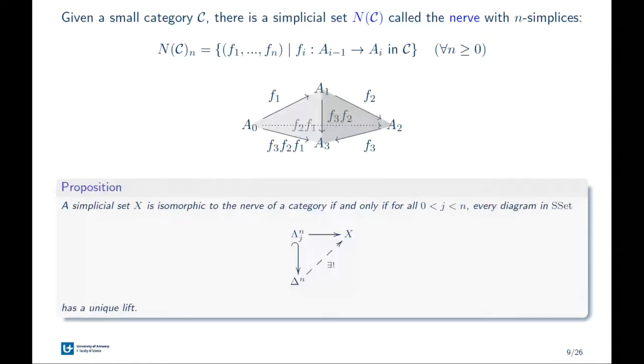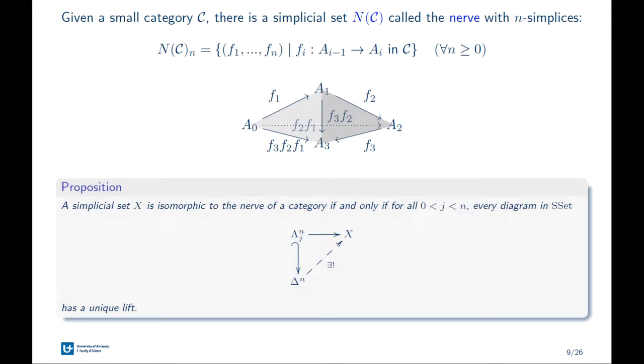So we can characterize the nerves as follows. A simplicial set is isomorphic to the nerve of a category if and only if, for every j strictly in between 0 and n, every diagram of solid arrows like this has a unique lift, which is this dotted arrow here. So notice that this is very similar to the condition we just saw for this Kan condition.